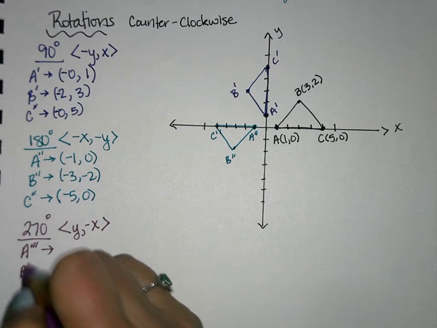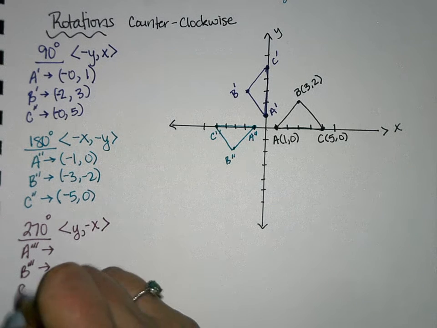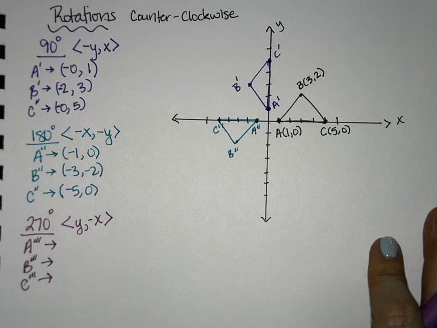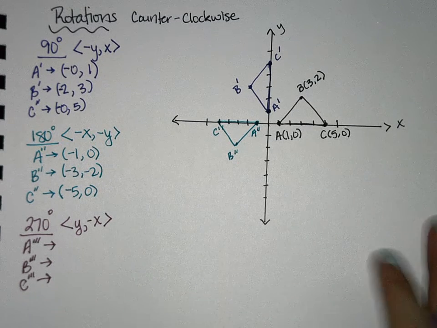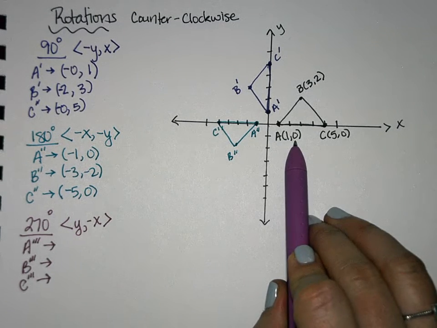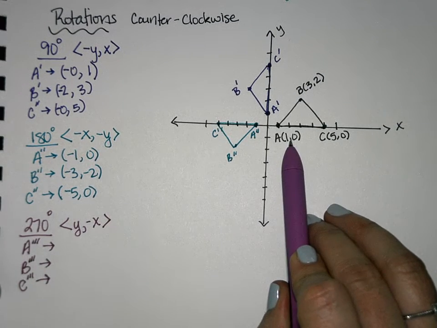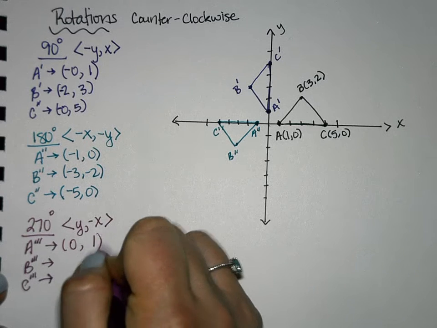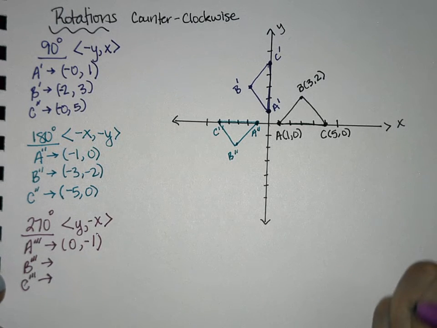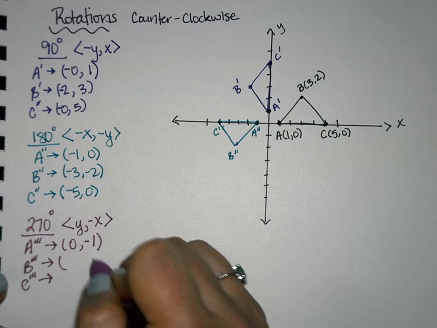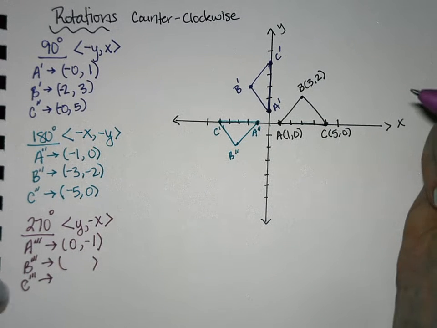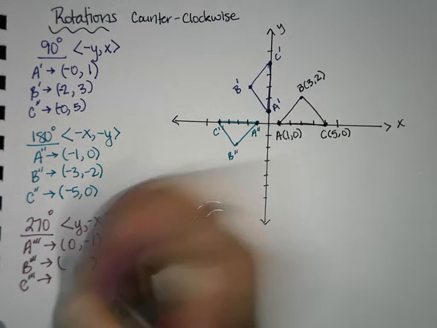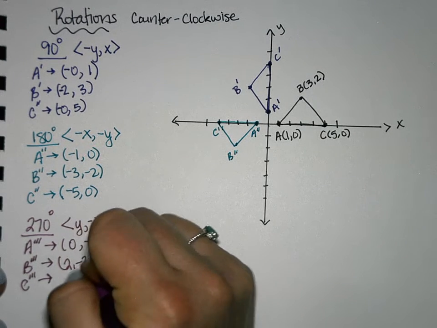So we're going to practice using this rule to find our 270-degree rotation. So we're starting with our original. So if A is 1, 0, I'm going to switch x and y, and then I'm going to make the x negative. Anyone think they know what B is going to be? Reagan? 2, negative 3. So we switch them and make the x negative.